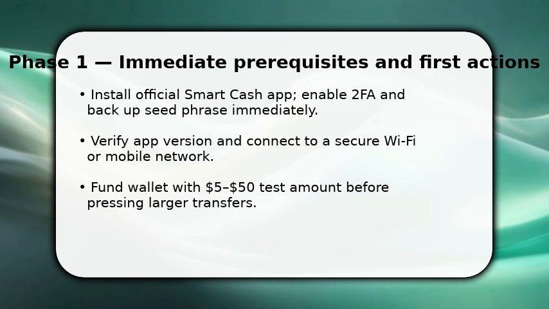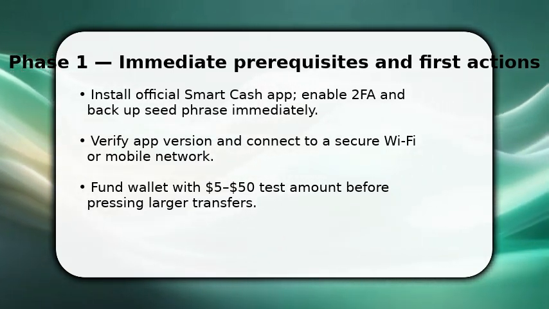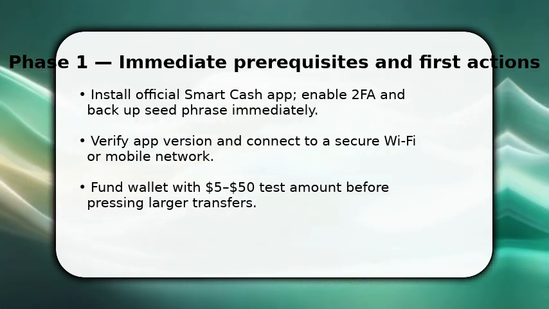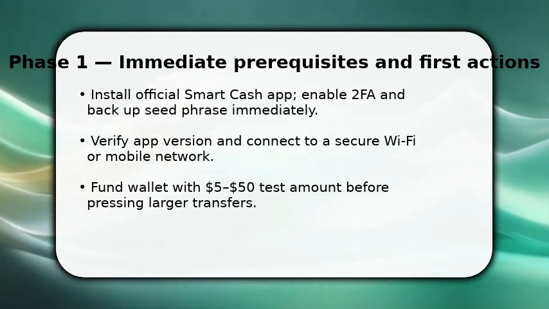You start by opening the Smart Cash app and confirming your identity. Set up 2FA and write down the seed phrase somewhere offline. Once done, verify the app version and connect only to secure Wi-Fi or a mobile network to avoid interception.